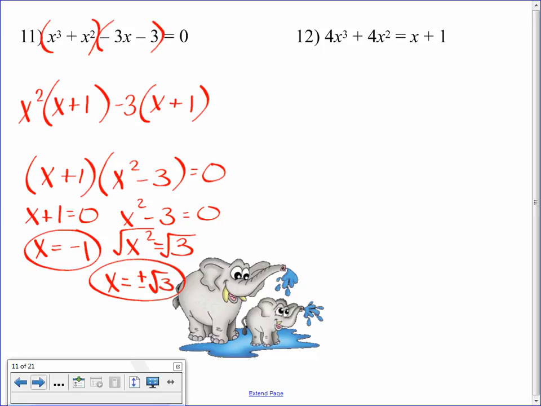I could. Guys, relax. Once you hit more than this, you end up grabbing the graphing calculator, and it helps you by looking at the graph. All right, so number 12. Set it equal to 0 first.